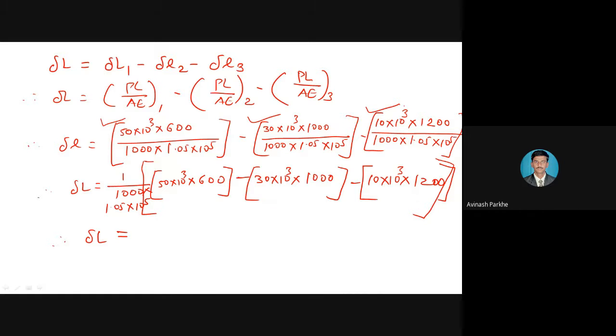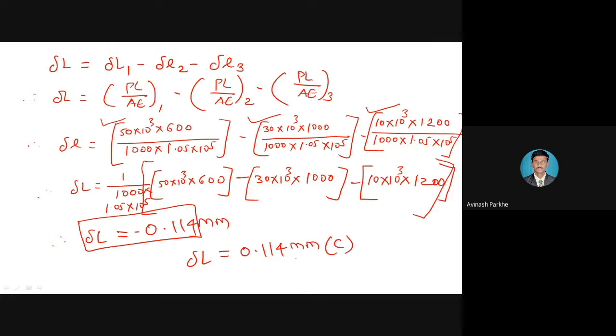Yes, 0.114. It is minus 0.114. Yes, it is minus. So minus 0.114 mm means that as your delta L is negative, there is a decrease in length. So the same answer I can represent: delta L is equal to 0.114 mm. In bracket, I can write capital C.